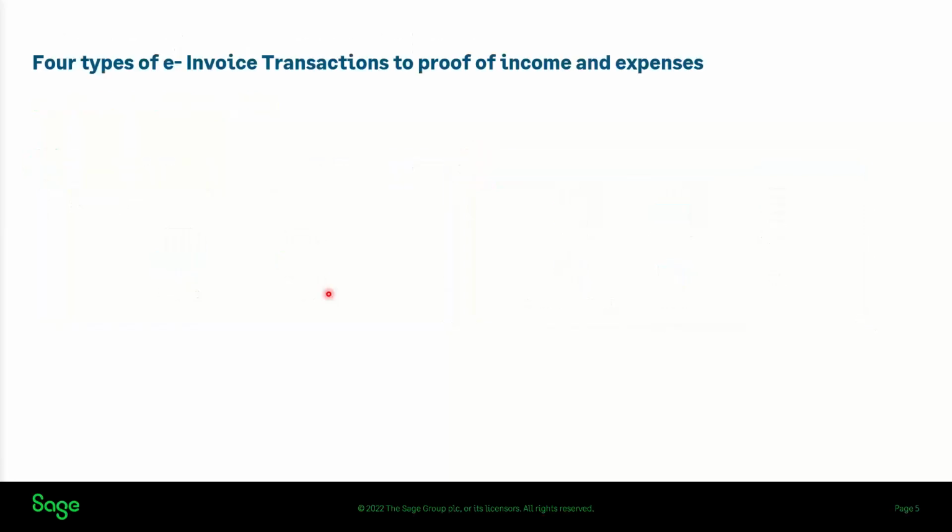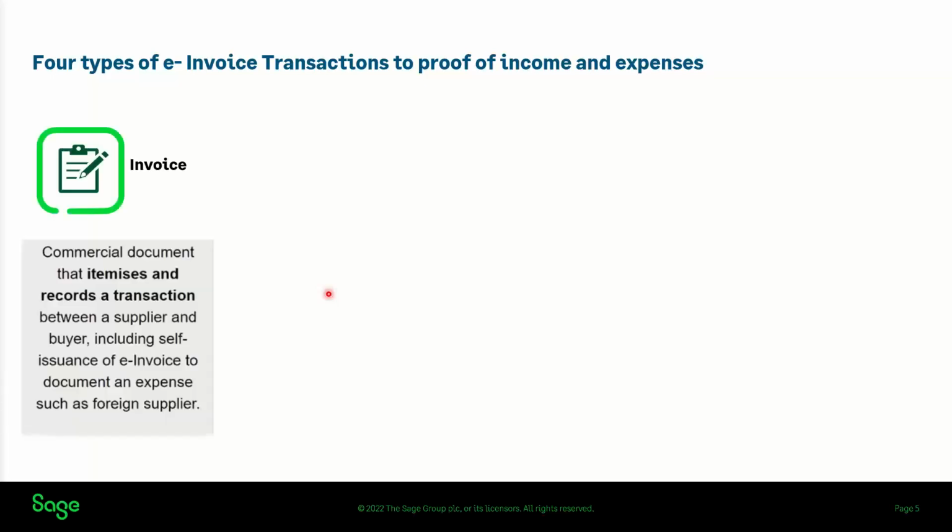All right, there are 4 types of invoice transaction to prove your company income and expenses, according to LHDN. The first type is actually the invoice. I know most of you definitely know about this. What is this invoice? It's basically just a commercial document that itemizes and records a transaction between a supplier and a buyer, including self-issuance of e-invoice to document expenses, such as for a foreign supplier.